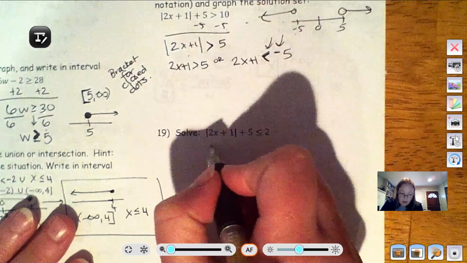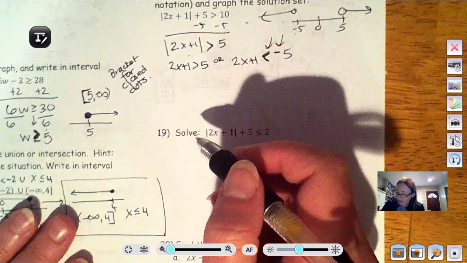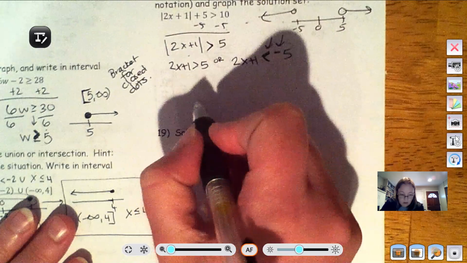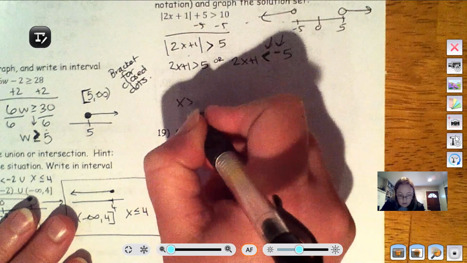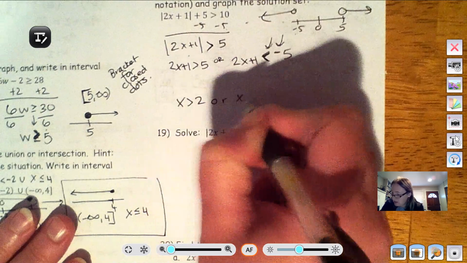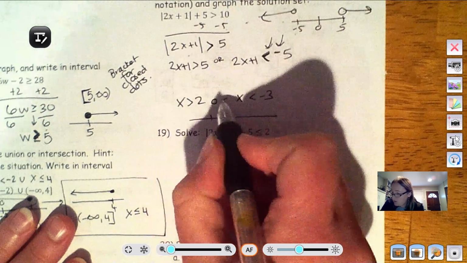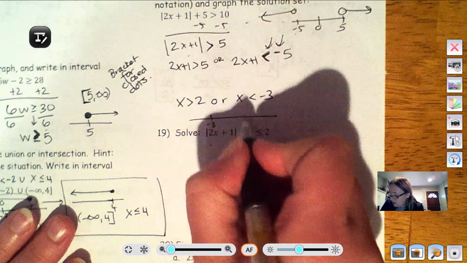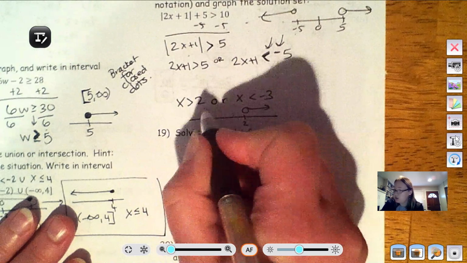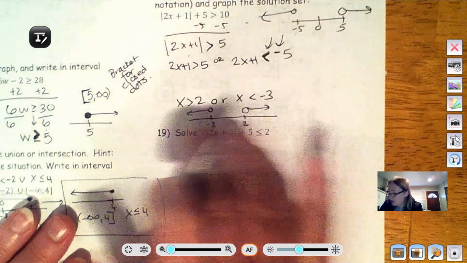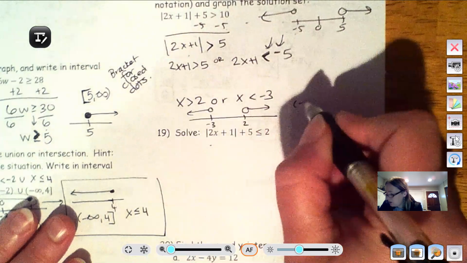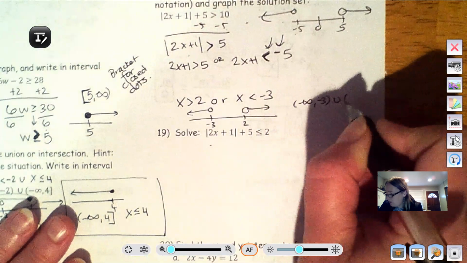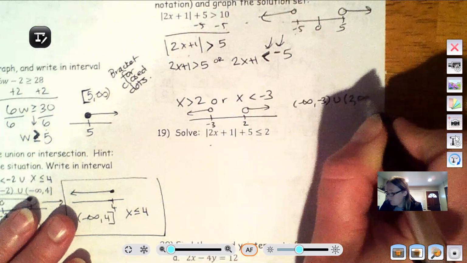And you solve from there, and when you solve this, you get that, and you look at the or, so the merging of the two. And here's the example where when you merge them, you actually have a disjoint section. So you put that little U in there to unite the two segments.